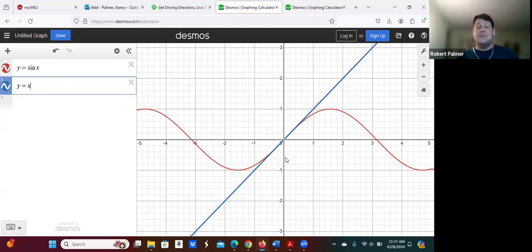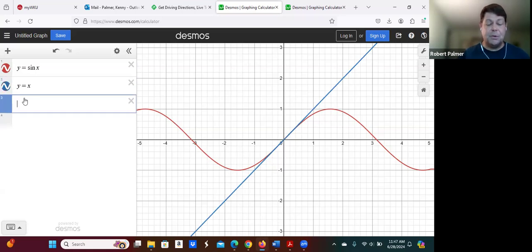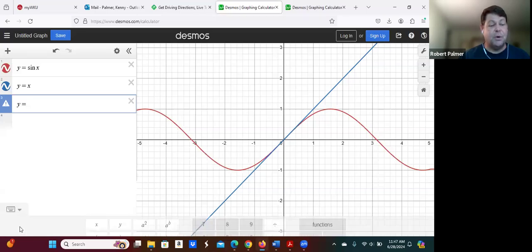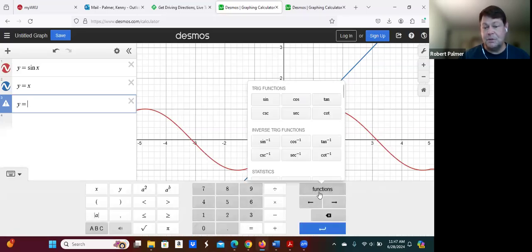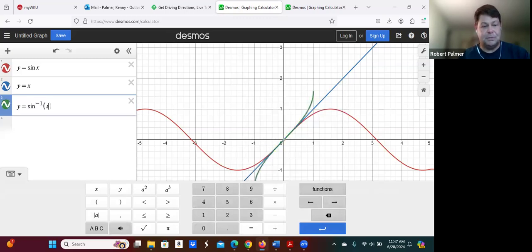Since sine is not one-to-one, we have to take a part that is one-to-one, basically going from negative pi over 2 to pi over 2. If we do that, then we can write this. There are a couple of ways we can write it. Let's write this as y equals inverse sine of x. You can find the inverse trig functions on Desmos. Click on the keyboard down here, go to functions, and when the first ones come up, choose inverse sine of x.